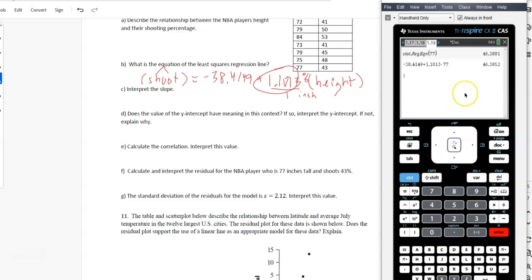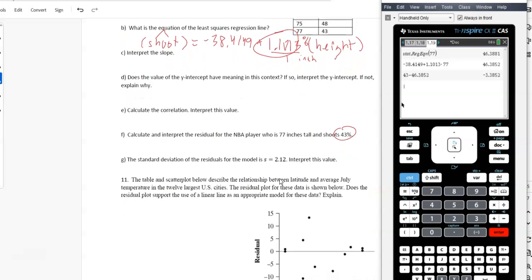And so let's interpret that individual value. The actual was 43%, and the predicted is 46. So we have to get the residual, which is actual minus predicted. So this would be 43 minus the predicted, actual minus predicted, which gives us negative 3.3852. These are percentages. So this person shot 3.3852% below what was predicted by the least squares regression line.